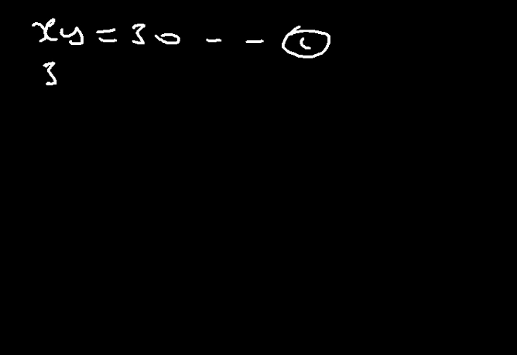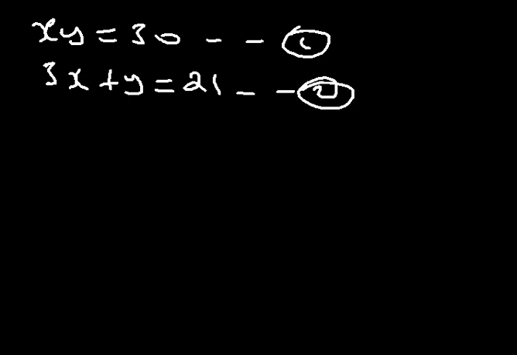And how about if we have, let's say, xy is equal to 30. Let's say this is equation 1, and now we have 3x plus y is equal to, let's say, 21. Let's say this is equation 2. How should we be able to solve for x as well as y using the substitution method?